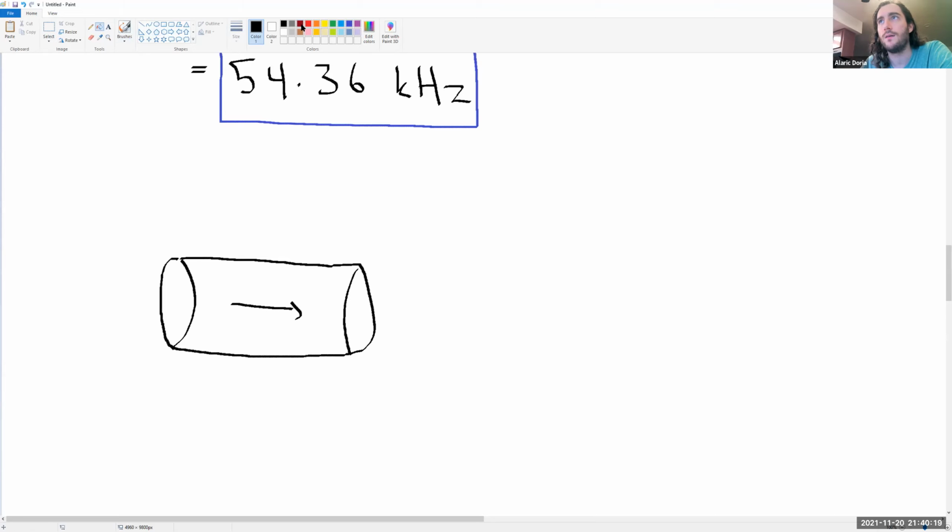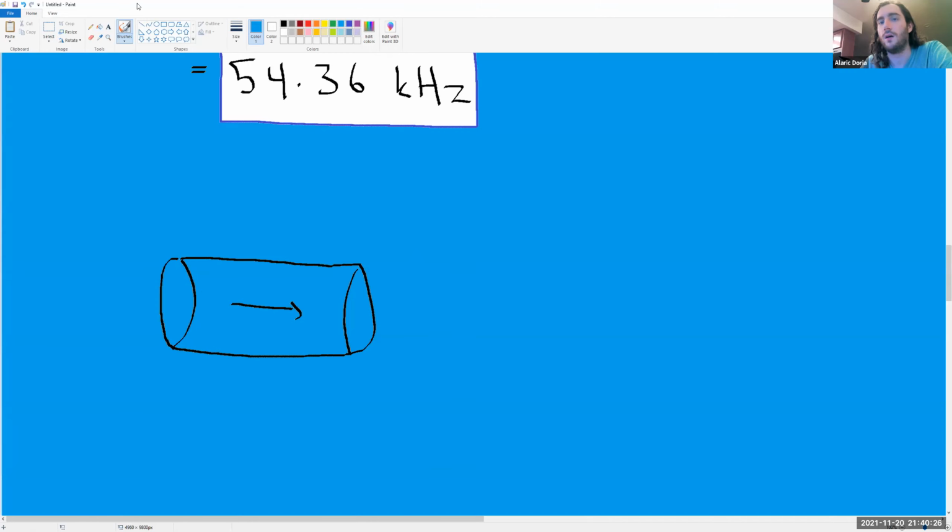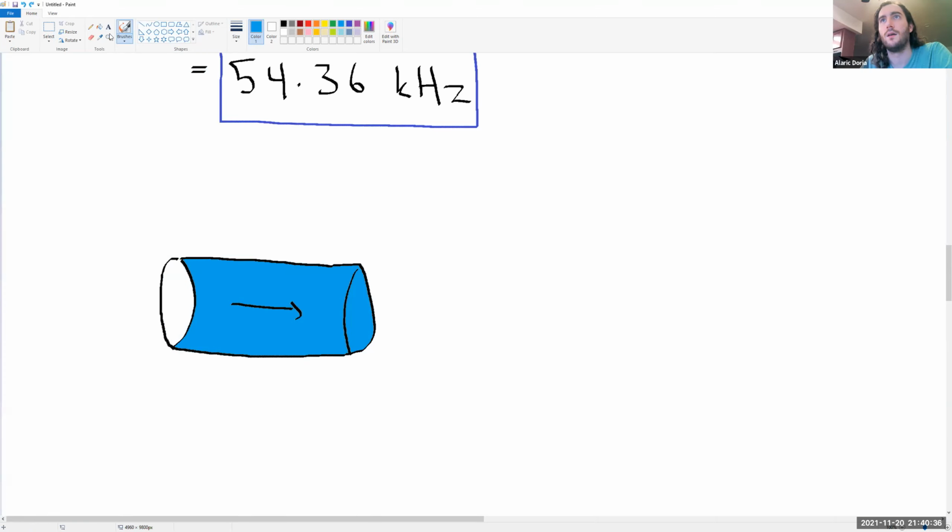I'll go ahead and make this blue here. I need to close this little gap right here probably if I want to do that. Here we go. So we have this fluid, maybe it's water, flowing in this pipe here, and it's flowing in this direction here, like so.